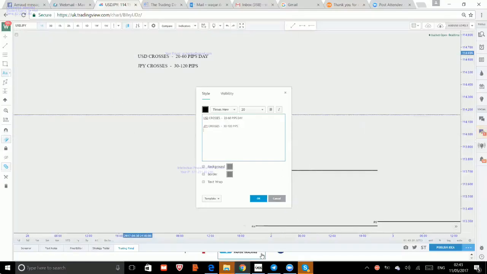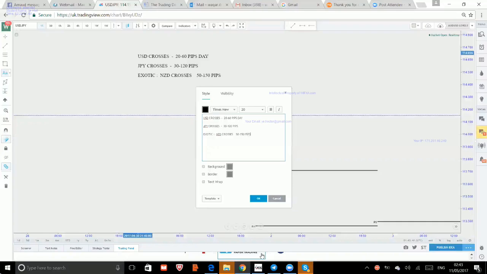And guys, exotic pairs, New Zealand crosses, yes, you can trade them as well. Euro, New Zealand dollar, GBP, New Zealand dollar, Australian, New Zealand dollar, exotic pairs, their range is 50 to 150 pips. The average range will be like 50 pips. If it's a trendy day, you'll see them moving 150, even 200 pips.